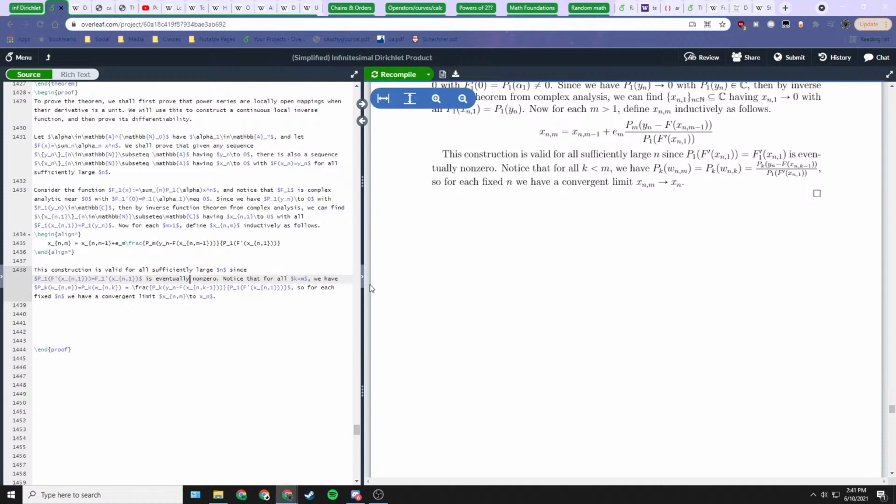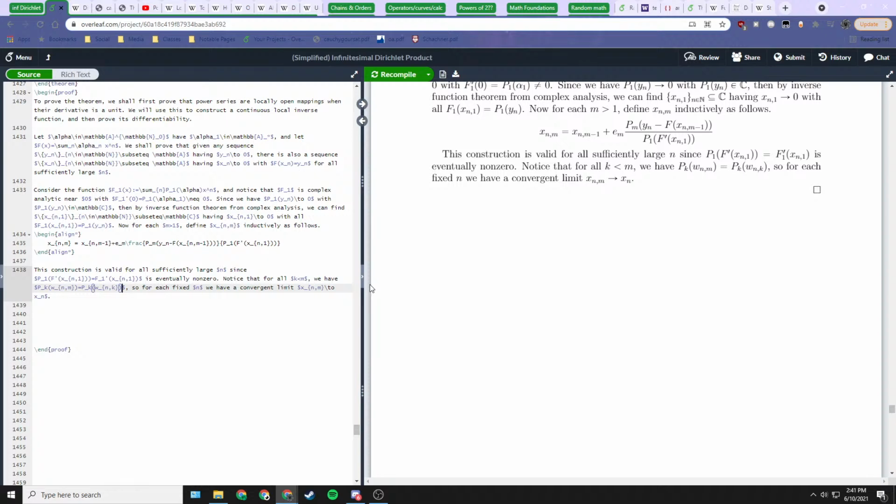Okay, I actually don't need this part. This is just clutter. We shall prove that f of x sub n equals y sub n.